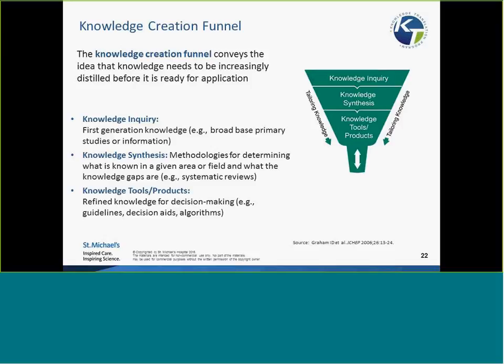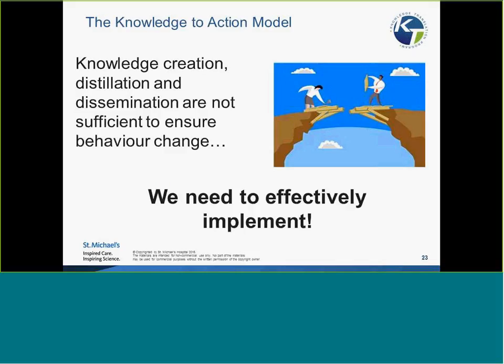Focusing on these parts of the knowledge to action cycle, one really important thing to remember is that creating, distilling, and disseminating the knowledge, using a guideline recommendation or an algorithm or decision aid, does not have to actually change practice and change the outcome. We really need to implement effectively in order to make that happen.